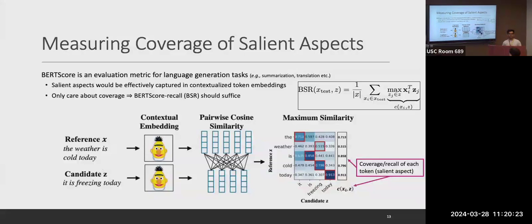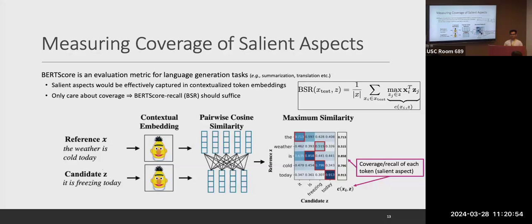Okay, any other questions? This is a real example that you showed here between "the weather is cold today" and "it is freezing today." This is an example from the BERT score paper. This is not an example of example selection. In our case, the candidate will be a candidate example and the reference will be a test input. This is just for demonstration of BERT score.